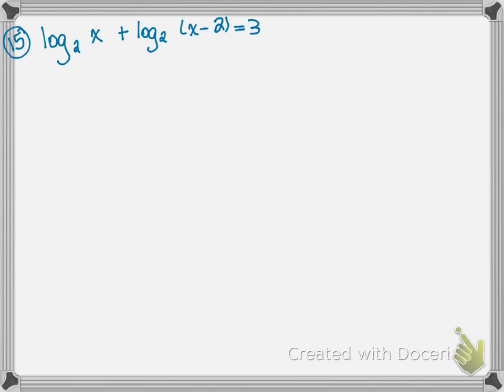Now in this situation, I have two logs written out, and my first step is going to be whether or not I can write them as one log. So when I rewrite it as one log, it's going to be log base 2. Now, we are adding these two logs together. So because of our power property, that means when I write it as a single log, I will be multiplying them together. So I'm going to have x times x minus 2 equals 3.